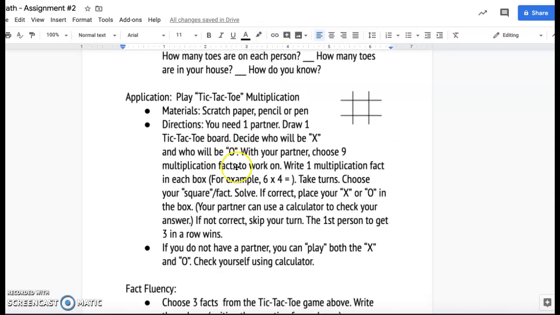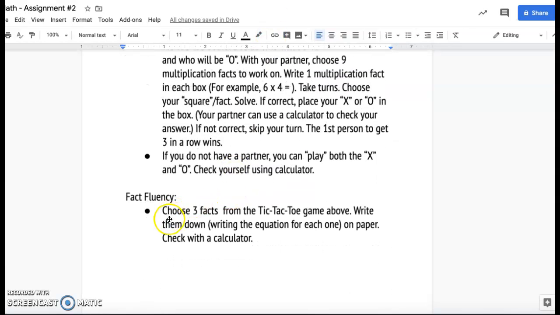So that's the tic-tac-toe. Fact fluency, it says choose 3 facts from the tic-tac-toe game board. Write them down, writing the equation for each one on paper. And then it says check with a calculator. I wouldn't check with a calculator because you don't typically use a calculator in 3rd grade. But if you really have to because you're by yourself, absolutely do that.